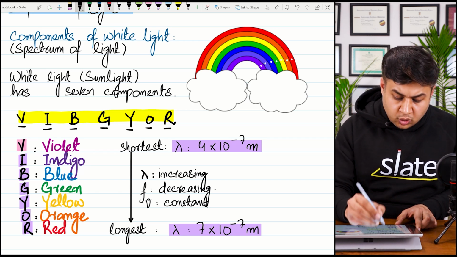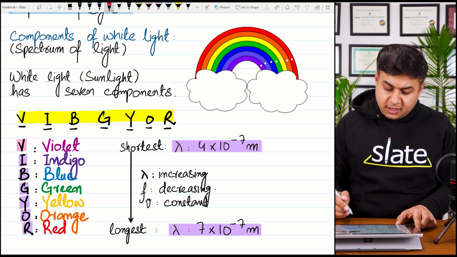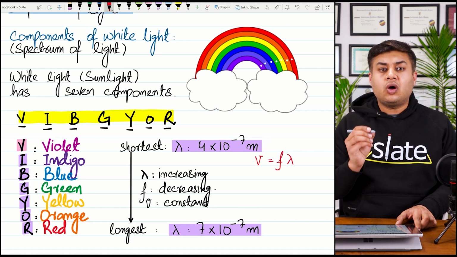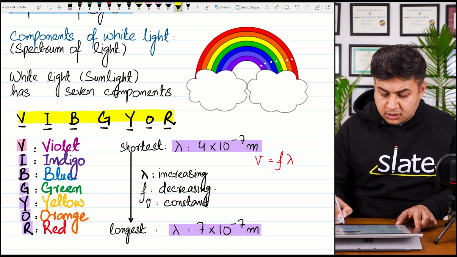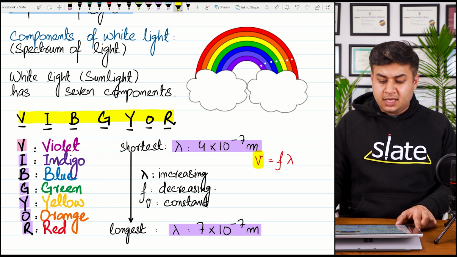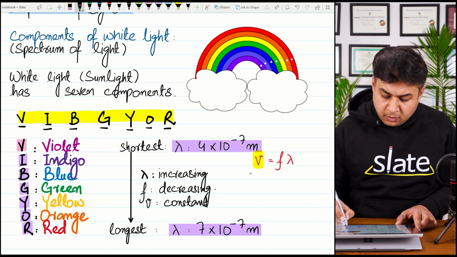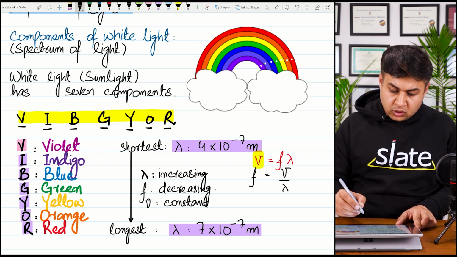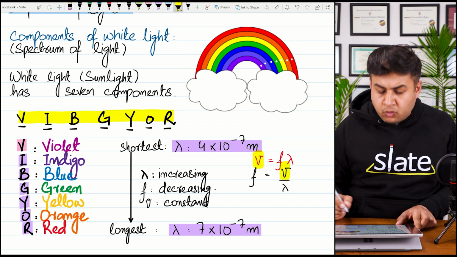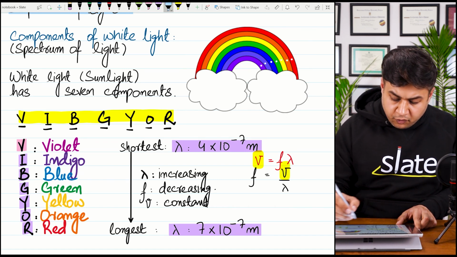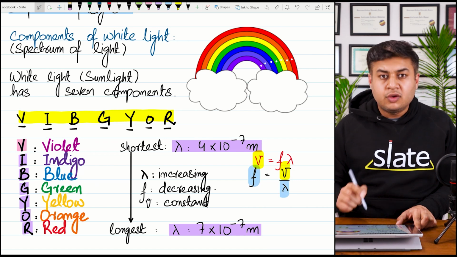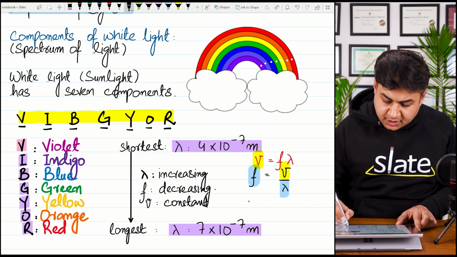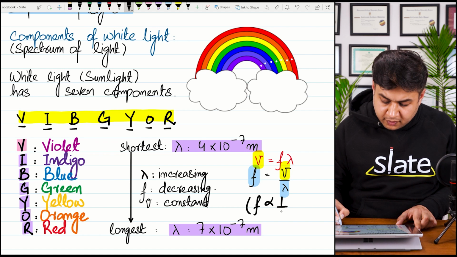So what is the equation that relates velocity with frequency and wavelength? That equation is V equals F lambda. All the colors of light have the same velocity in vacuum and air, represented by the symbol V here. Let's make frequency the subject of the formula. Frequency is equal to V over lambda, where V is constant. What is the relationship between frequency and wavelength? Frequency is in the numerator while wavelength is in the denominator, so frequency is inversely proportional to wavelength.